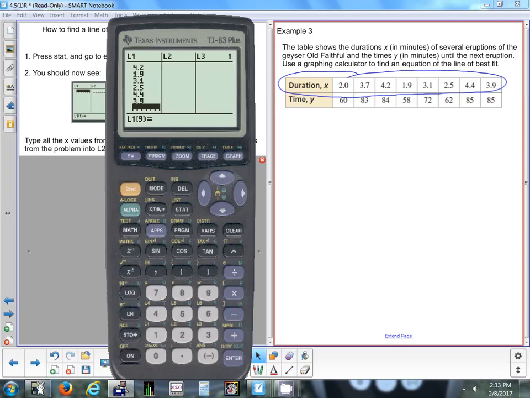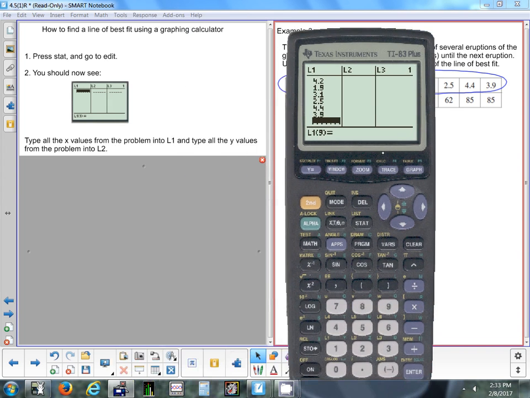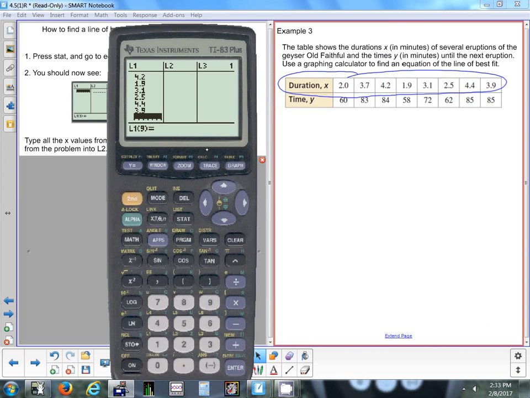Okay. Anybody that needs help typing in those X's? Okay. Next thing we have to do is type in the Y's. What list? That's L1, that's the first list. Where do you think I'm going to put the Y's? Yeah, I want to press the right arrow. When you press the right arrow, that box should go over to L2.